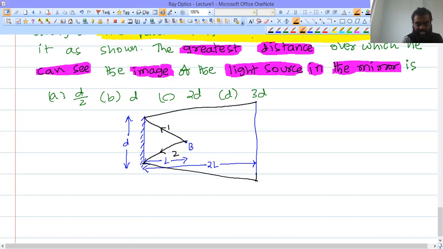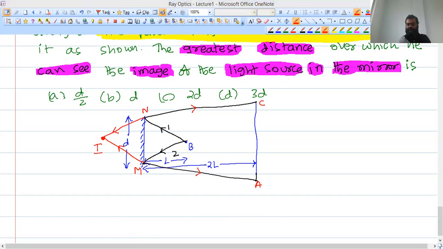Whenever we extend it backward, such that it forms an image, this is my image. Let us consider the mirror as MN, and this one as A and then C. Fine.